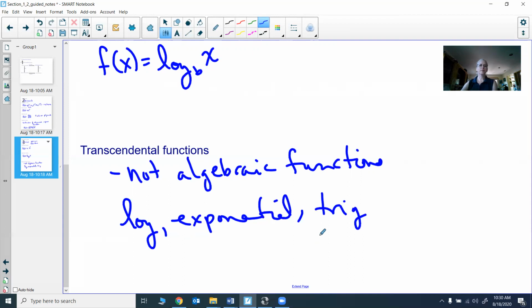And understanding all the functions is what you need to do for this section. This is the important thing in calculus, is understanding what a function is and what the different functions we have.